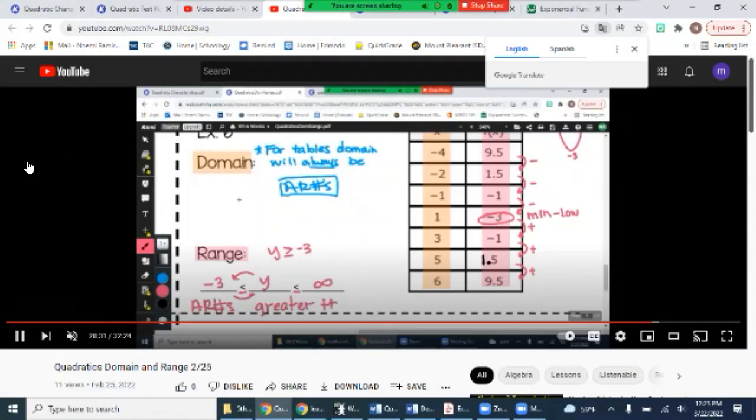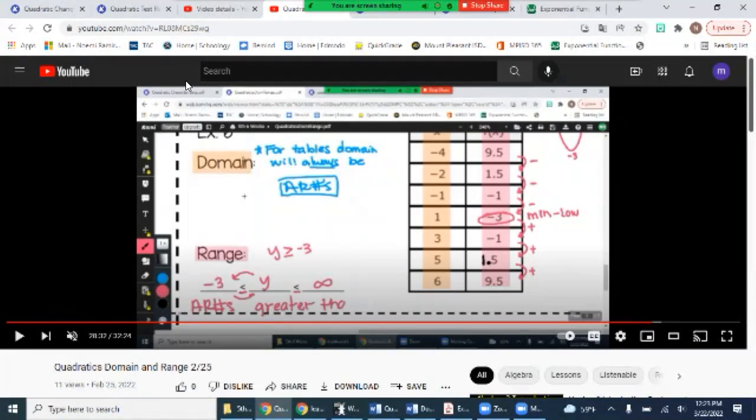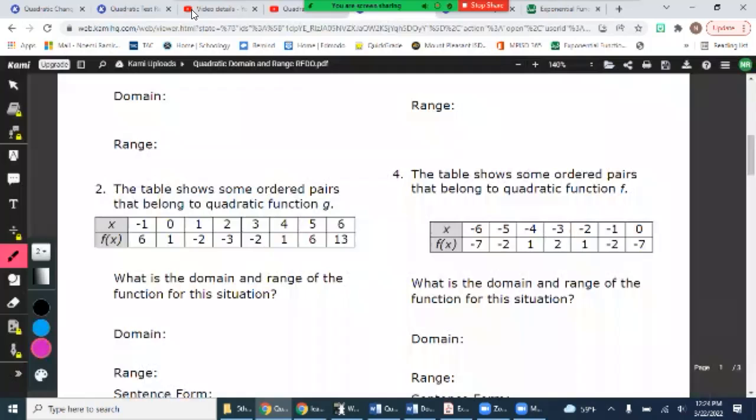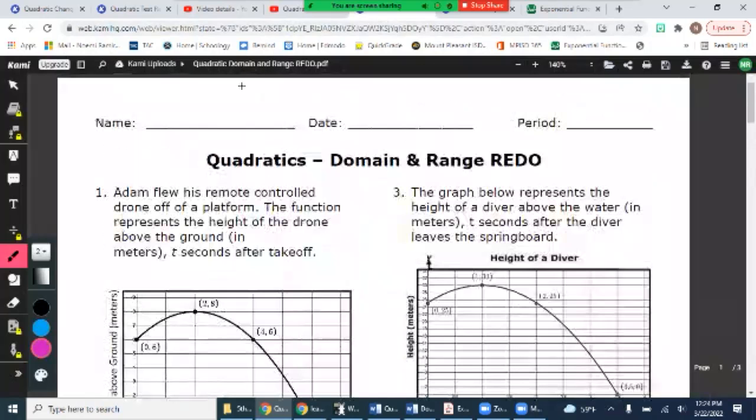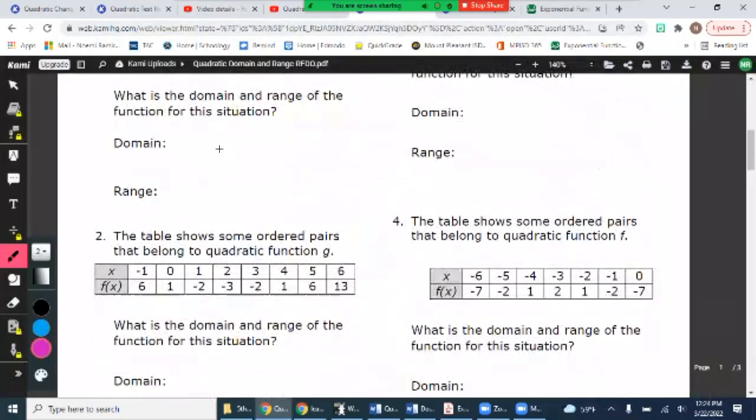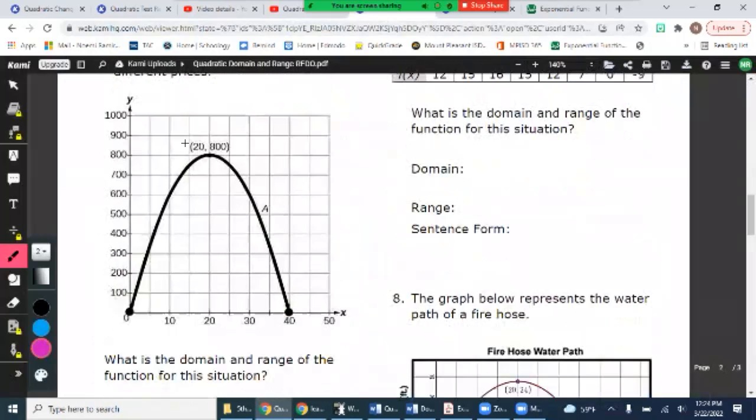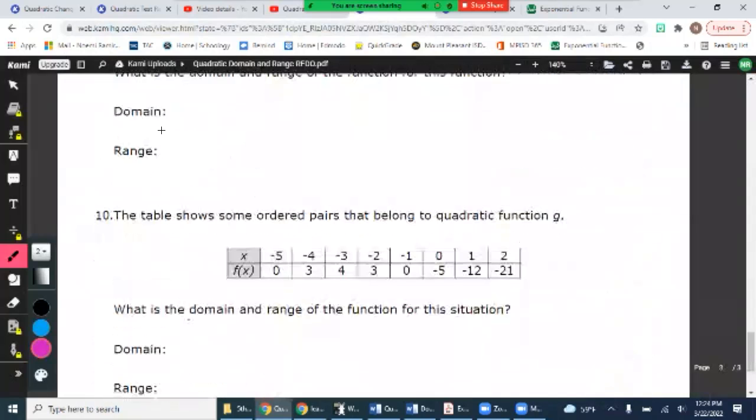The last time we saw domain and range, on page 109, half of those notes had tables. And we wrote that for any table, the domain will always be all real numbers. For any table, this also includes equations. So when we did that redo assignment, if you look at it, you have tables, table there, table there, table there.